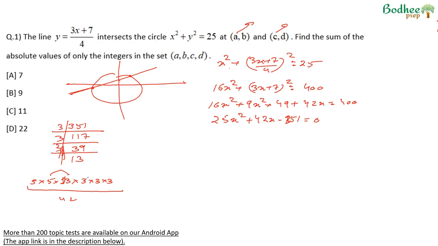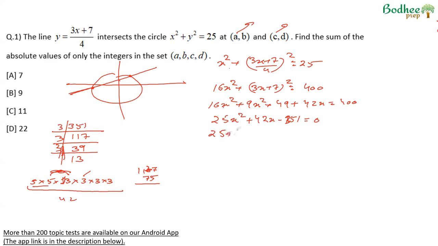65, 5, 3, 15. 15 and 9 will not work. We need a difference of 42. 9, 3, 27. 25, 3, 75. 3, 9, 39. 39 into 3. 75 and 117 will give a difference of 42.